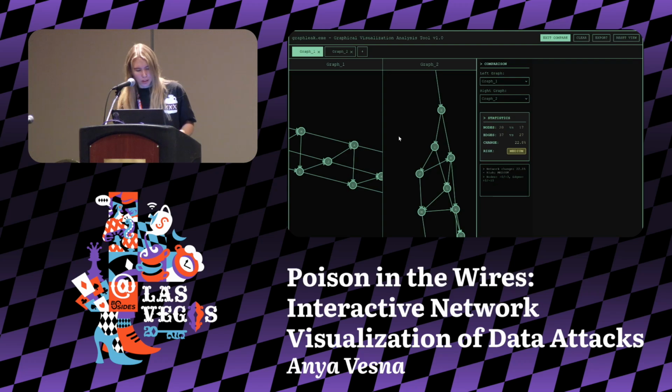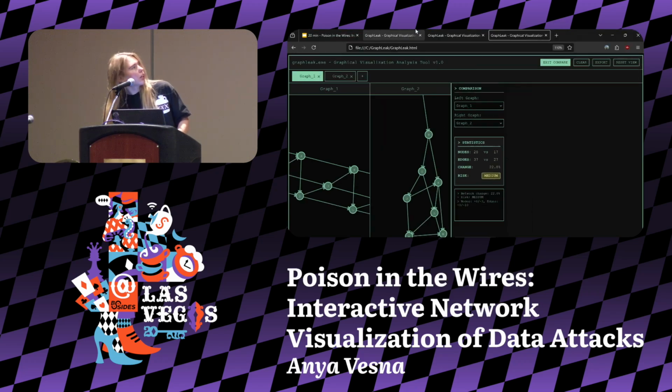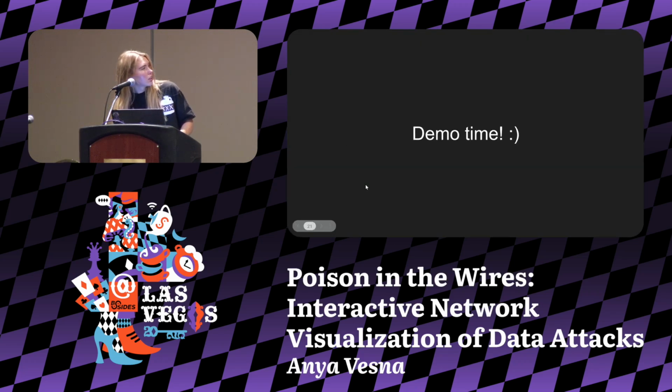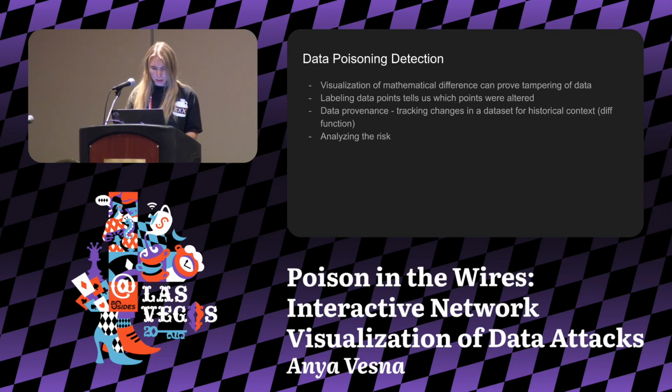All right, but I'll go back to my talk. So what did the data show us? I know that was pretty fast, so if you want to see this again, feel free to come talk to me after the talk. Visualizing mathematical differences can show us how data has been tampered in a graphical format, and labeling these data points can also tell us how this changed statistically speaking.